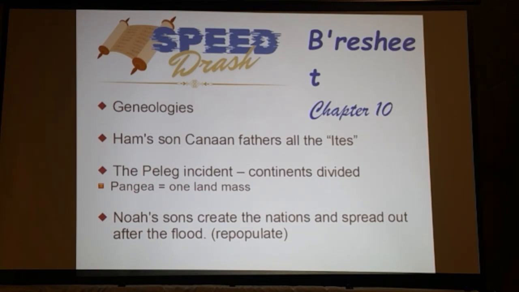Genealogies. Yeah, chapter 10 is all about genealogies. And we know that God doesn't waste real estate, but we didn't really spend a lot of time discussing the genealogies, but there they are. What can we deduce from this? I think the takeaway is that from Ham came Canaan. And Canaan is going to be the enemy of Israel later on. Canaan was the father of all the ites.